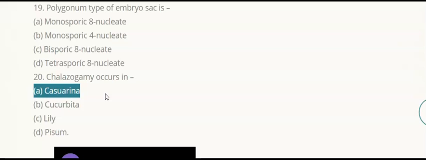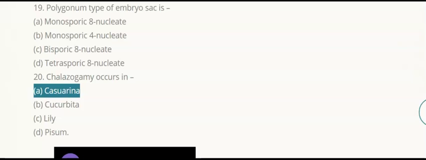So it's very important here that chalazogamy may be there, then it may be mesogamy, or it can be porogamy. So there are three possibilities for how the pollen tube which is formed is going to enter. It may be through integuments, it may be through micropyle, or it may be through chalaza. If it is through micropyle, we'll call it porogamy. If it is through integuments, we call it mesogamy. But if it is through chalaza, we call it chalazogamy. So chalazogamy is the correct option here. The entry of pollen tube into the ovule from chalazal region is known as chalazogamy.